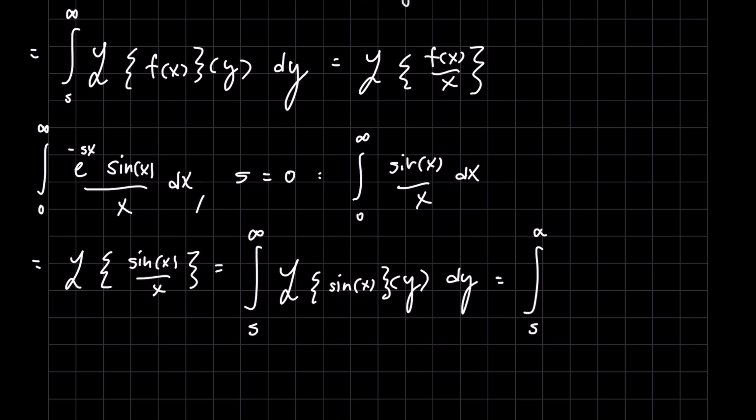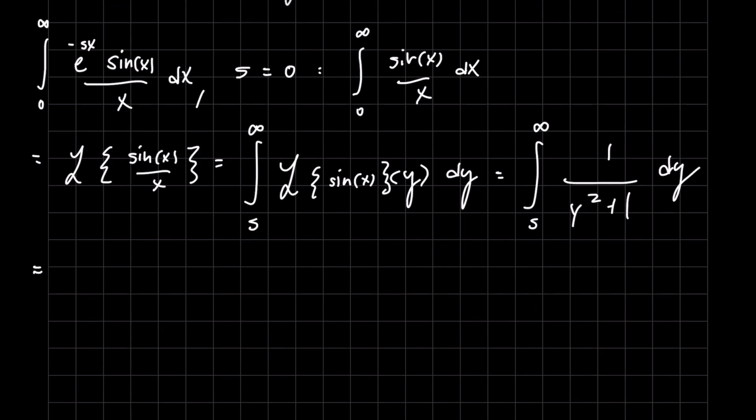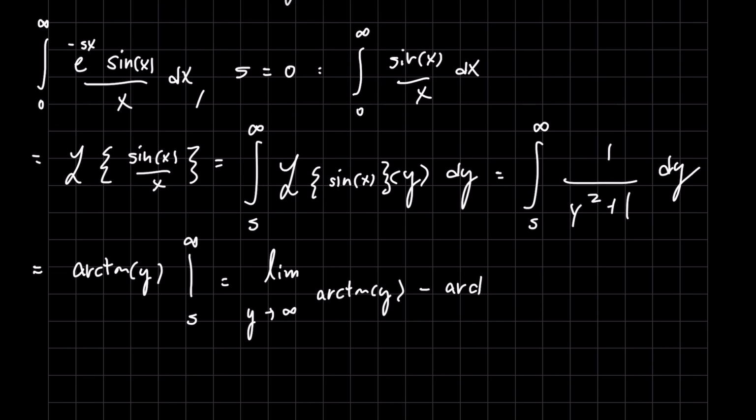That's the integral from s to infinity of the Laplace transform of sine of x in terms of y, which will be 1 over y squared plus 1 dy. And so we have the arctangent of y from s to infinity. So we have the limit as y approaches infinity of the arctangent of y minus the arctangent of s. But that's going to be pi over 2 minus the arctangent of s.